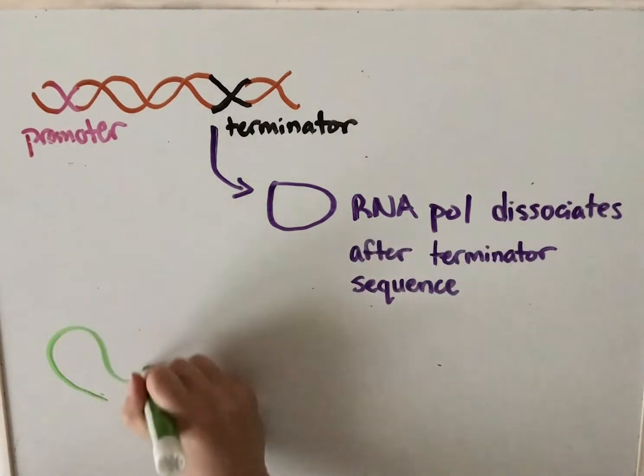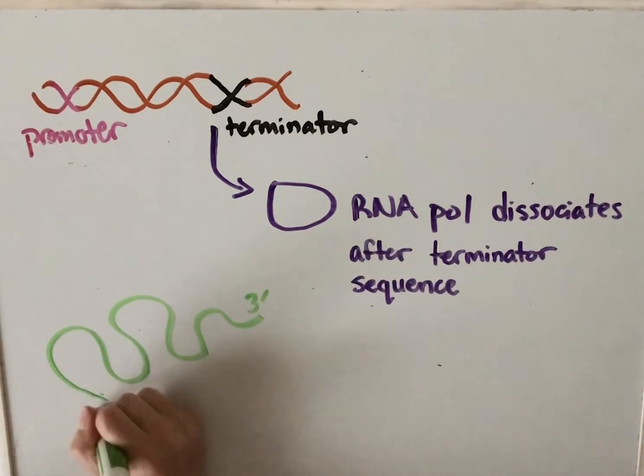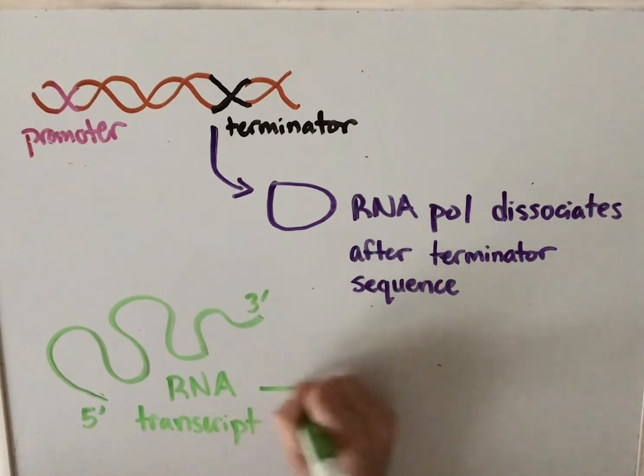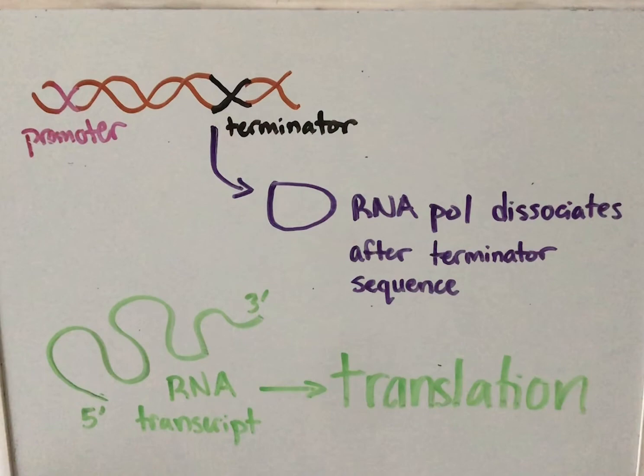The AU bonds at the end of the region are weak enough for the newly formed RNA strand to separate from the template DNA. The RNA transcript continues on to be translated using ribosomes outside of the nucleus.